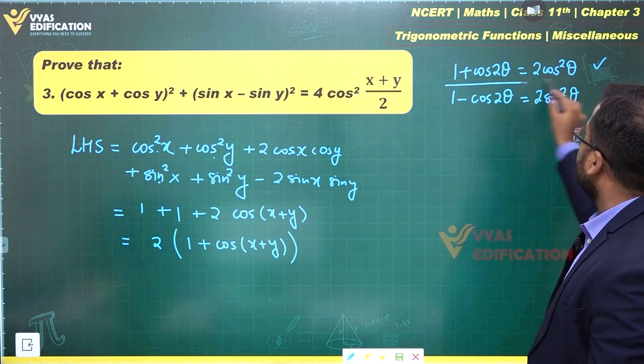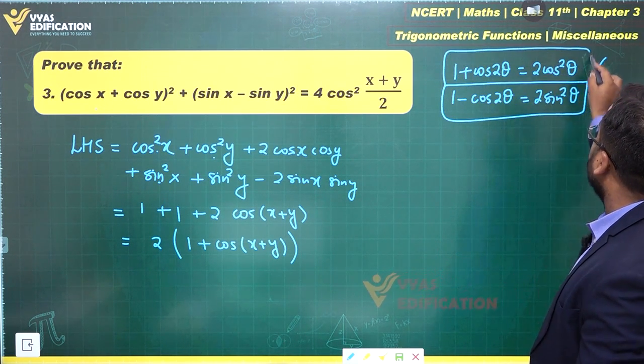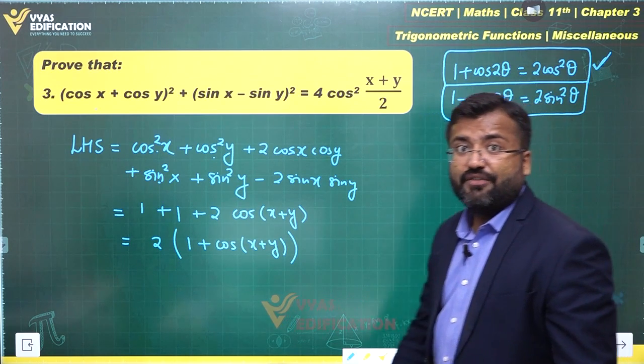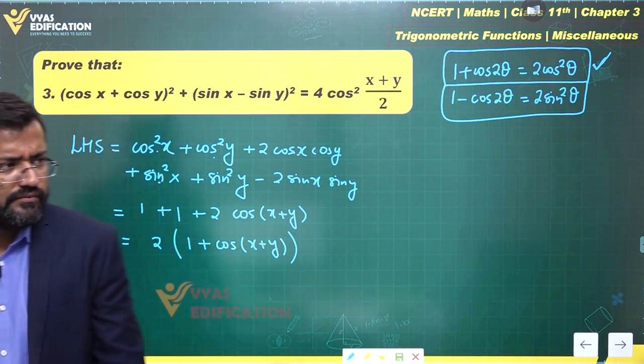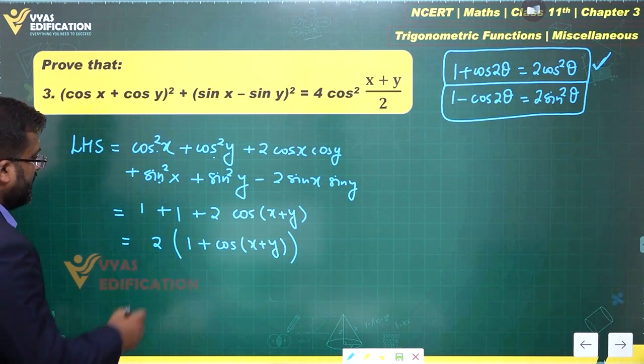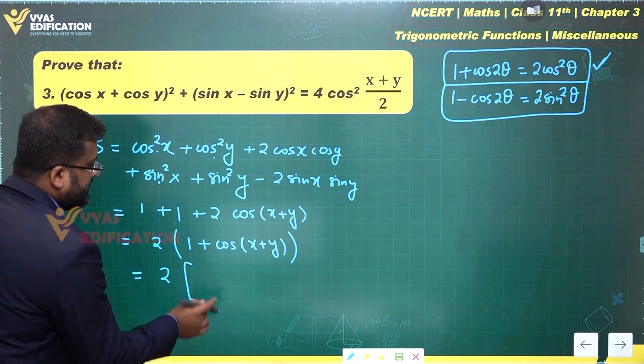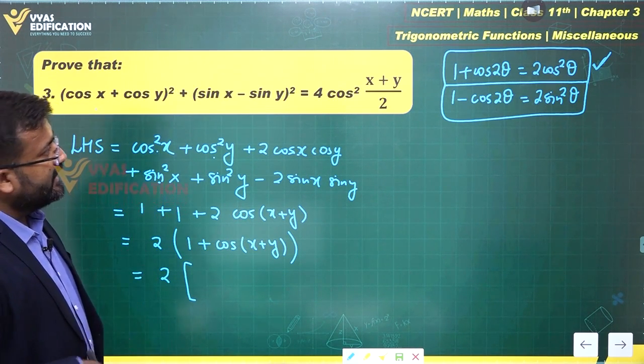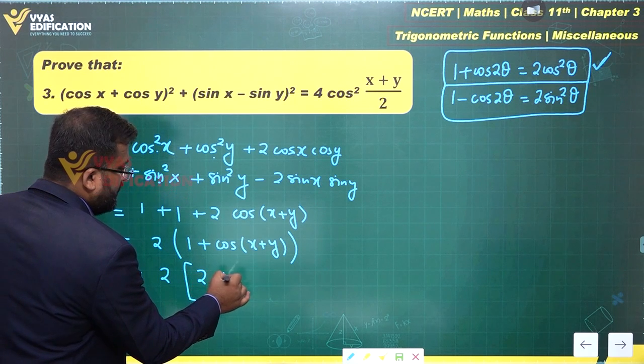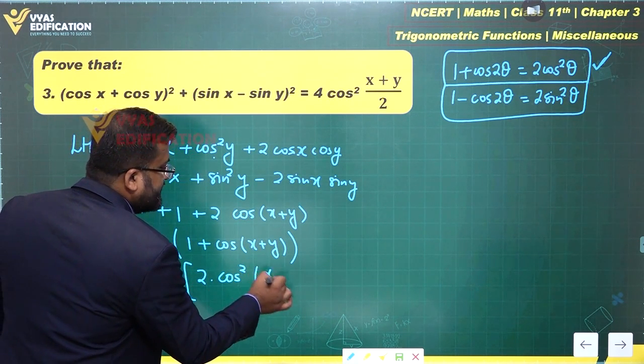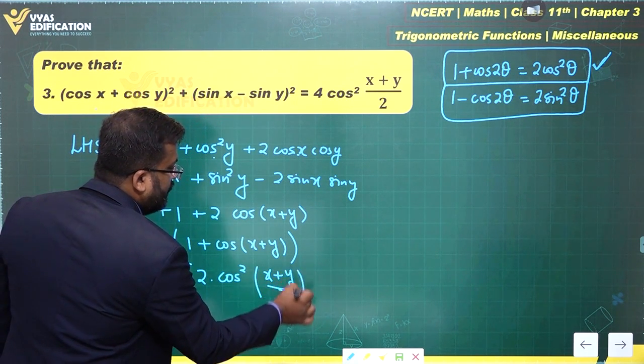Here we'll require only this one, only the above one, right? Here we only need this one, but I've written both of those versions, right? Let's see. 2 times, what does this convert into? This is 1 plus cos 2 theta. You get 2 times cos square theta by 2, which is (x plus y) divided by 2. This is what you get.